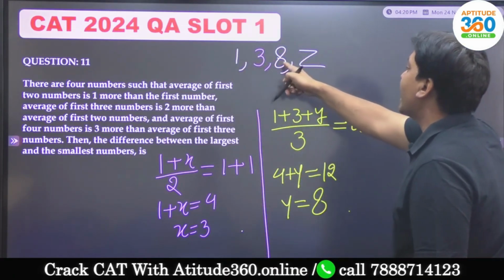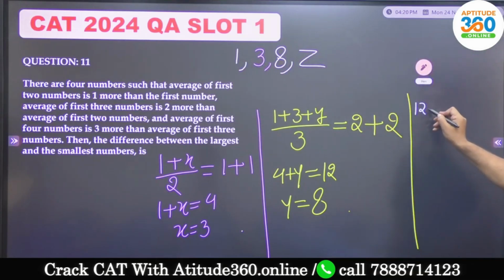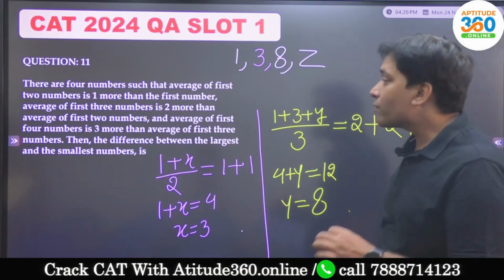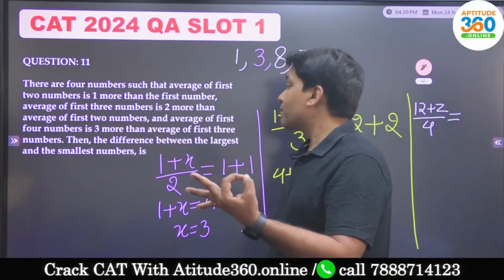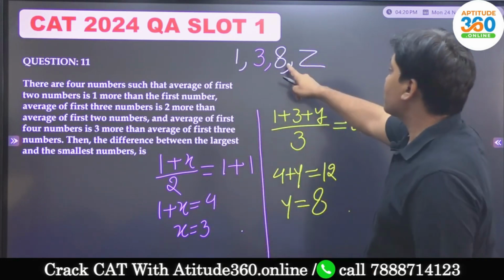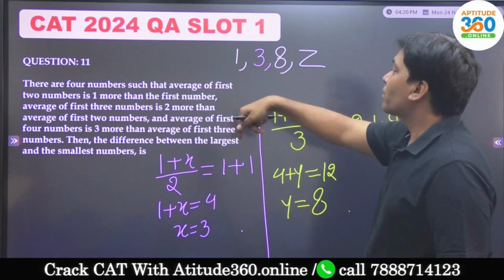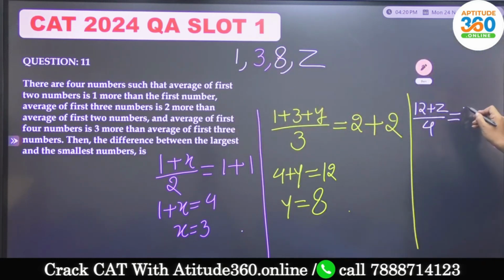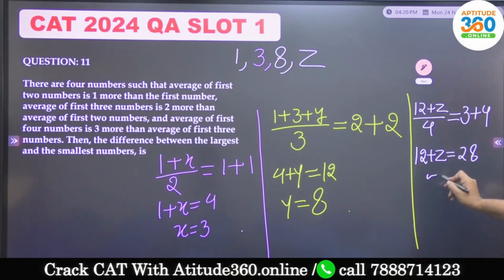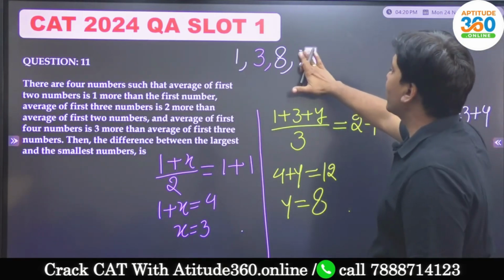And the average of these 4 numbers, which is 1 plus 3 plus 8 plus z, is coming out as 12 plus z over 4. And then it says that average of the first 4 numbers is 3 more than the average of first 3 numbers. What is the average of the first 3 numbers that you have taken? 8 plus 3 plus 1, which is going to be 12. 12 divided by 3, which is 4. So that is going to be 3 more than 4. So 12 plus the last number is coming out as 7 times 4, which is 28. And hence the last number is coming out as 16. So we have got this number as 16.